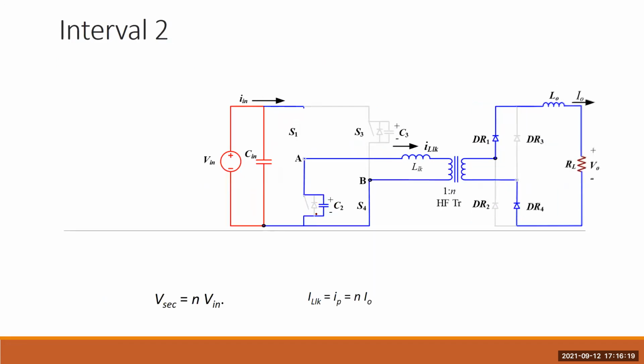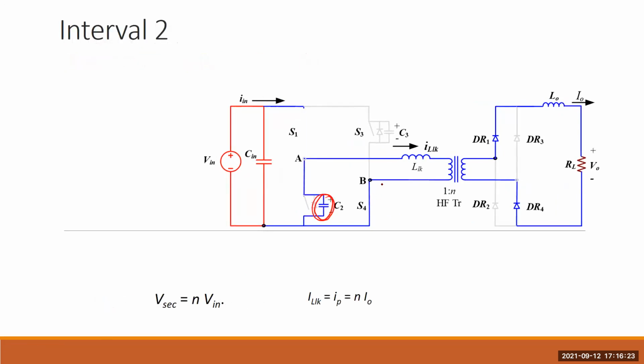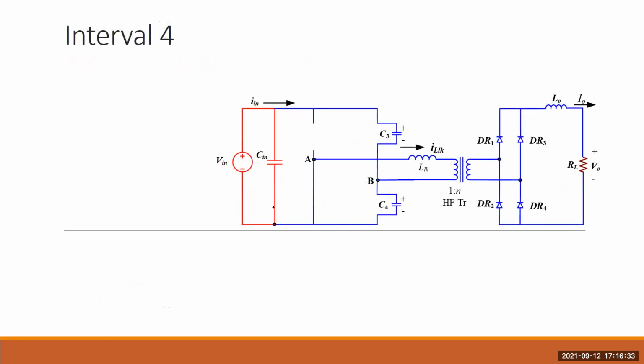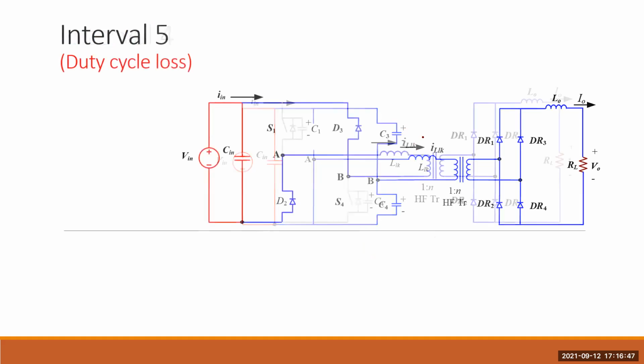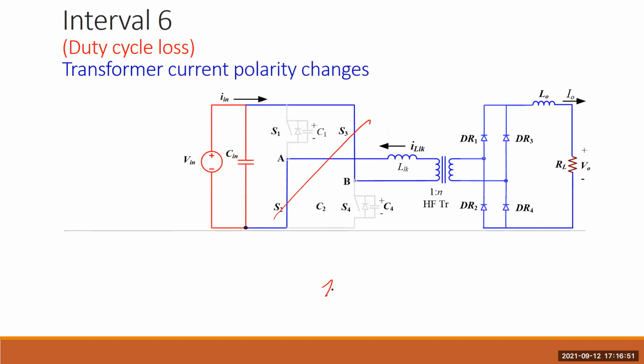Sorry, let us see again. Switches were on, now this switch is off. Now this is basically discharging this capacitor, and this diode conducts. This is for a very short time. After that this switch is off. After that S4 is off. Then this is charging, this is discharging, this is discharging, this is discharging, and this is charging. Then again its diode conducts, and then both the switches conduct.